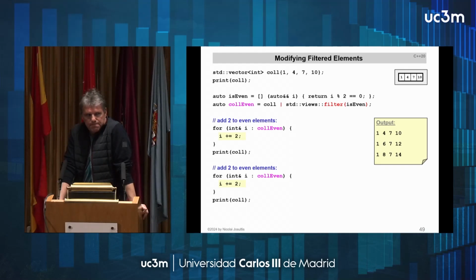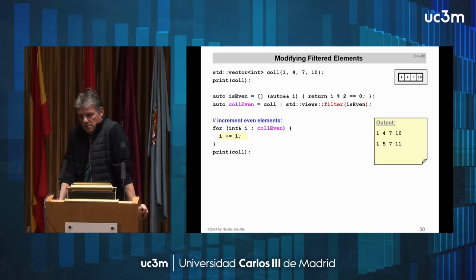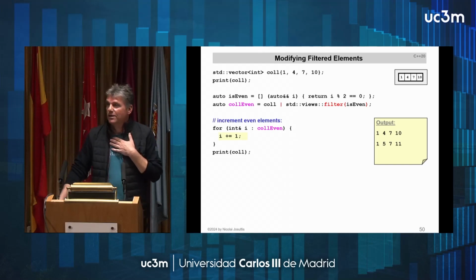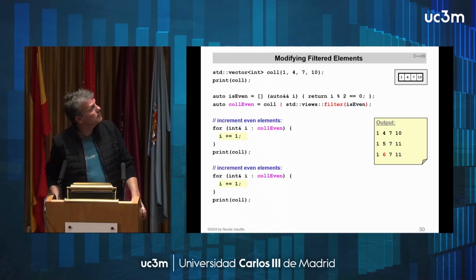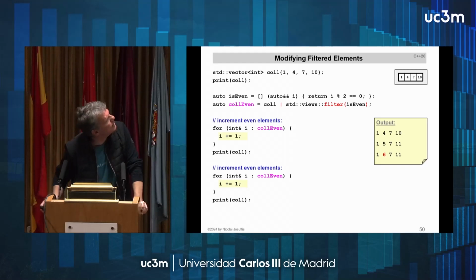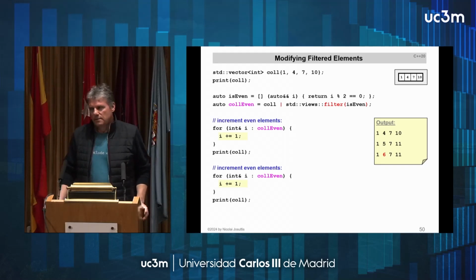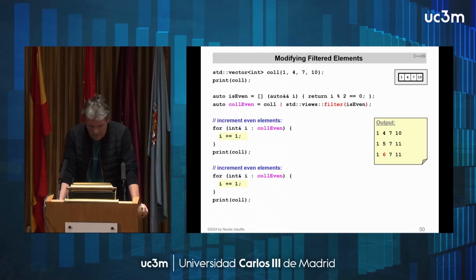Well, let's slightly modify this example. Instead of adding 2, let's add 1. Oh, works fine. What the hell is he talking about? So next time you do that, the first even element is again incremented, while the others are not. Yes, because we cache begin. Okay.